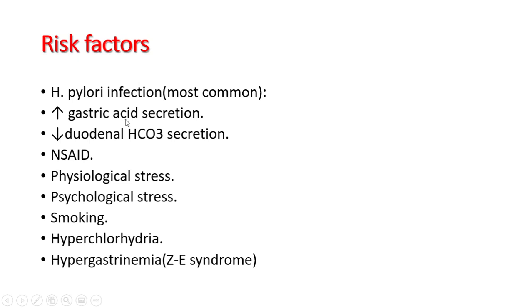stress ulcers, which are called physiological ulcers, or psychological ulcers. Increased gastric acid secretion is also seen in Zollinger-Ellison syndrome, hypertrophic gastropathy, and so on. Any cause of increase in gastric acid secretion, such as gastrinoma, that is hyperplasia of neuroendocrine cells, G cell hyperplasia. Also a decrease in duodenal bicarbonate secretion.